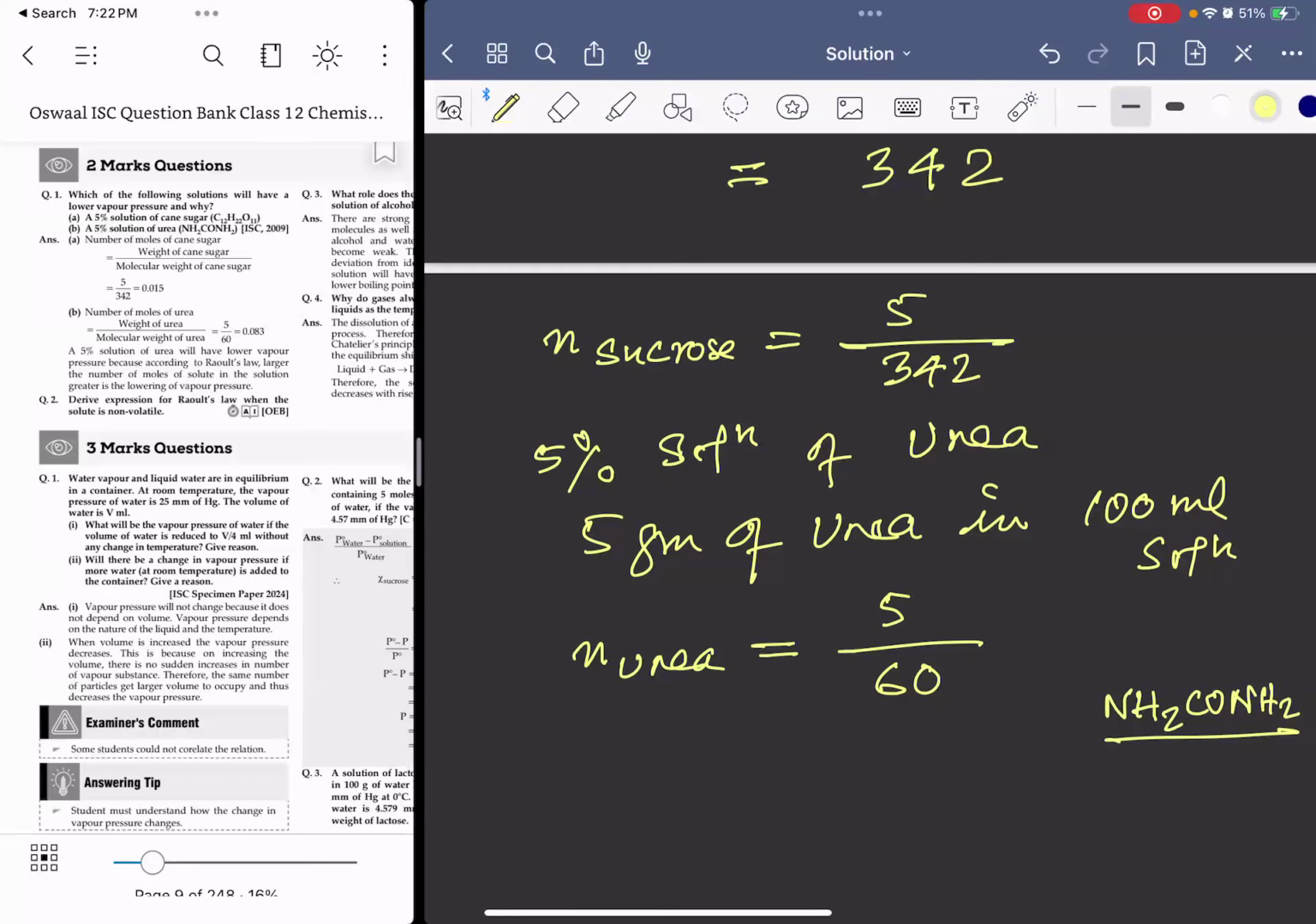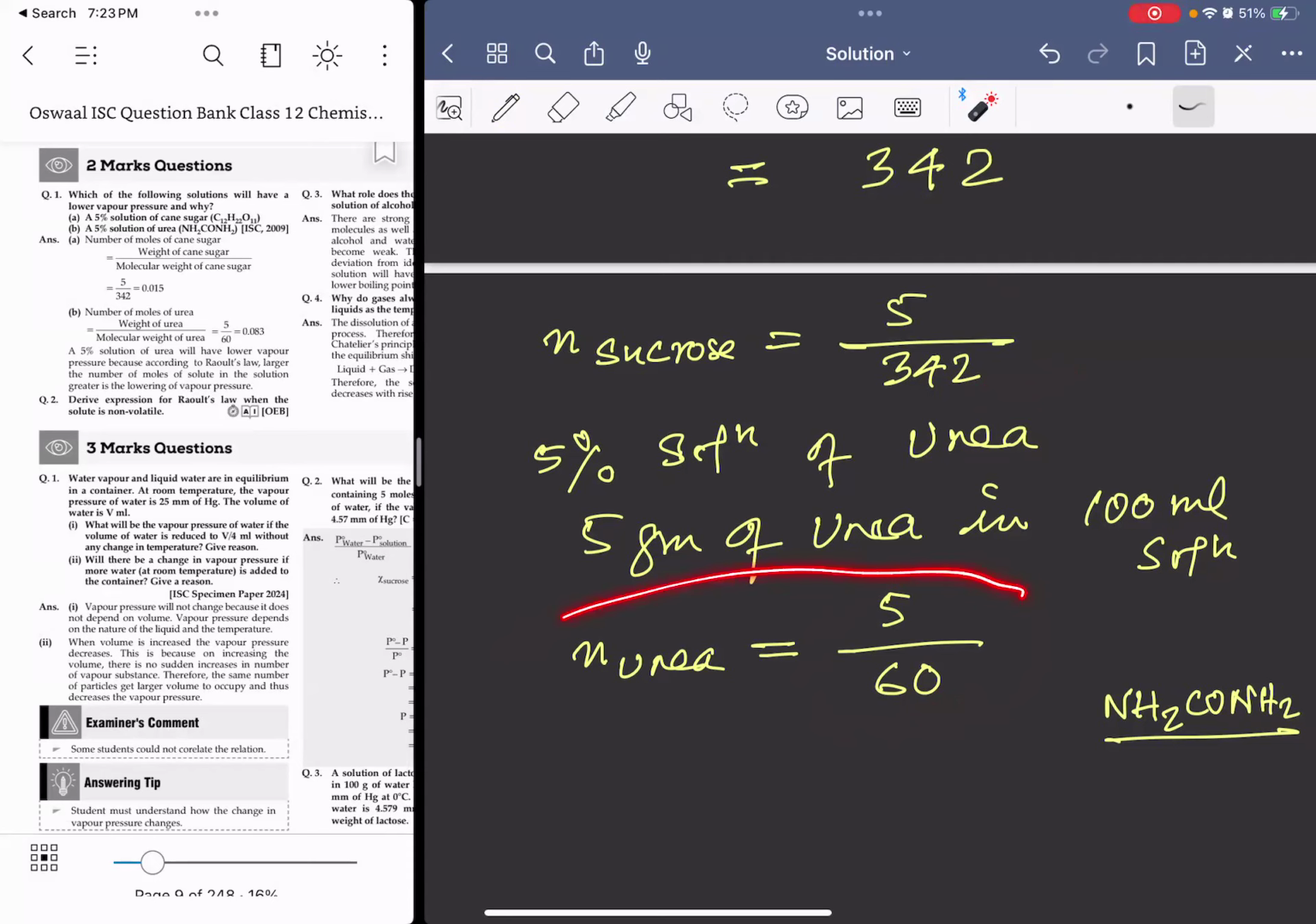Now just check which one has more number of moles. Which one is larger? 5 by 342 is larger, or 5 by 60 is larger? Naturally 5 by 60, because over here the denominator is less. Over here the denominator is 342. So when 5 is divided by 342, this number is going to be small, whereas when 5 is divided by 60, the number is larger. So that means urea has larger number of moles.